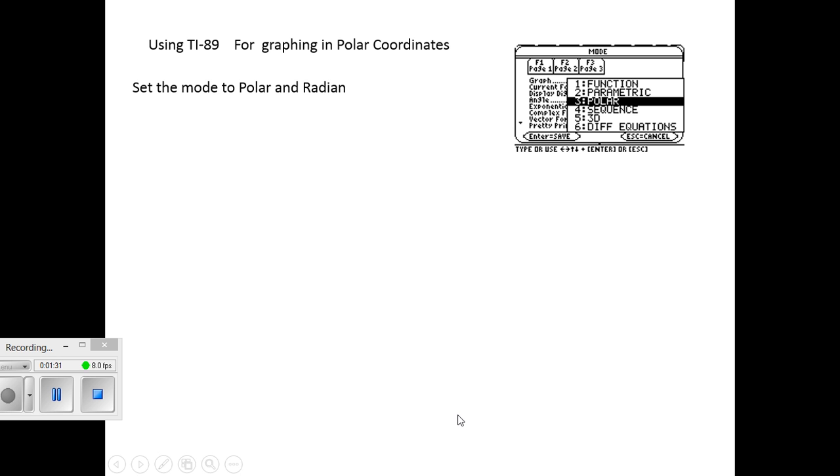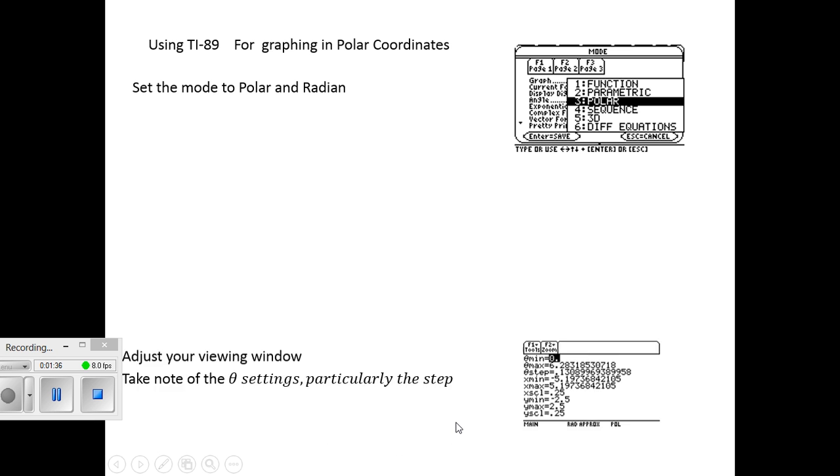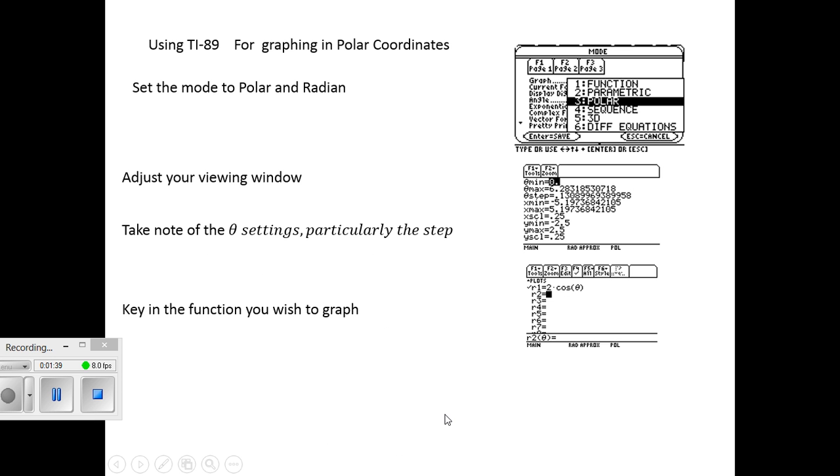Some issues on the calculator if you want to use it: you go to the mode and set it to polar. The theta is the angle of rotation. Typically, you want to drive that up to 2 pi, though of course you can always alter that. And then the increments are your call. You could do pi over 12 if you want, which will put you every 15 degrees.